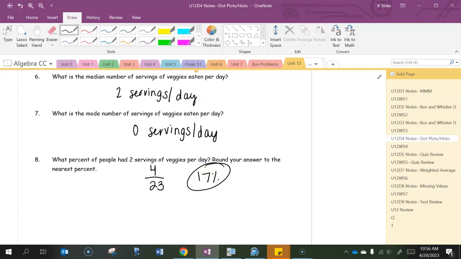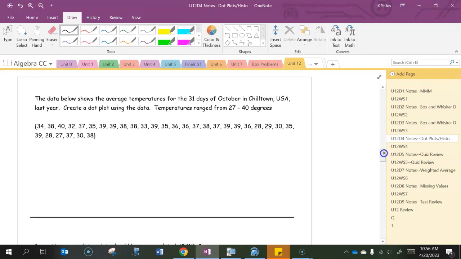Okay. All right, so that is our first example for today. Let's go ahead and try another one. So this time you're going to make a dot plot.